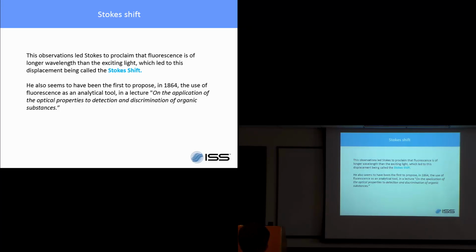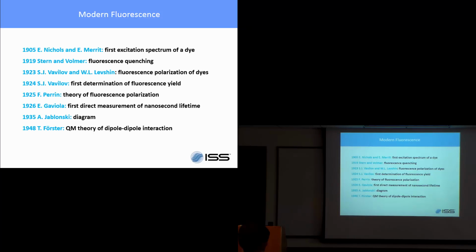And by the way, in 1864, he also proposed to use fluorescence to make some analytical instrumentation. And then when we go to the end of the century, when quantum mechanics is being proposed, a lot of the properties of fluorescence are being explained and clarified, and we use these properties all the way to today.